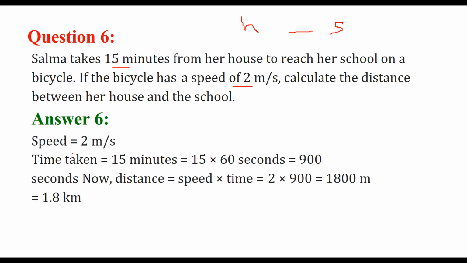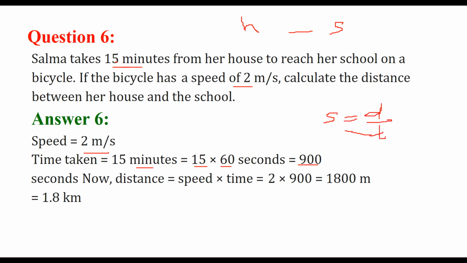So here the speed is 2 meters per second, and the time is 15 minutes. In 1 hour we have 60 minutes, and in 1 minute there are 60 seconds. So in order to change the minutes into seconds, we have to multiply 15 by 60. So we get 900 seconds.